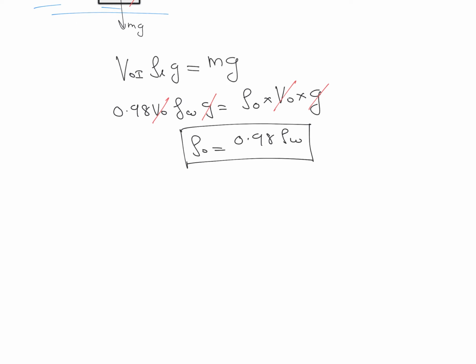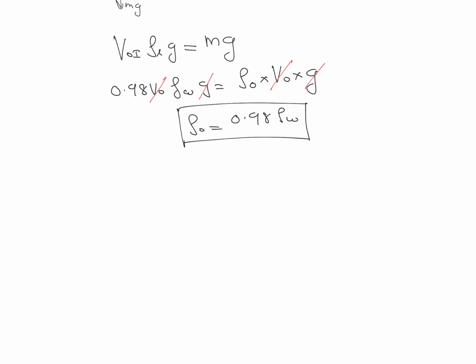Now the condition for sinking is when the density of the object becomes greater than the density of the liquid. When the density of the object is just equal to the density of the liquid, it just gets immersed in water. So the condition is that when the density of water becomes equal to the density of the object, that is 0.98 times the current density of water, then the object is going to sink in water.